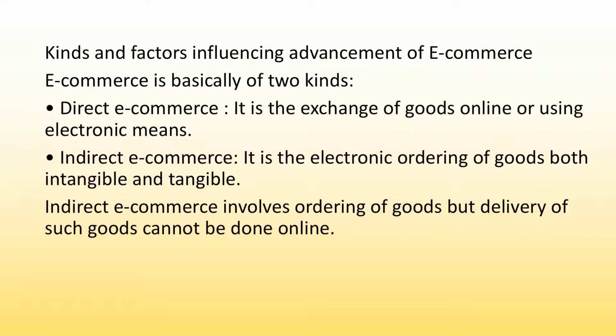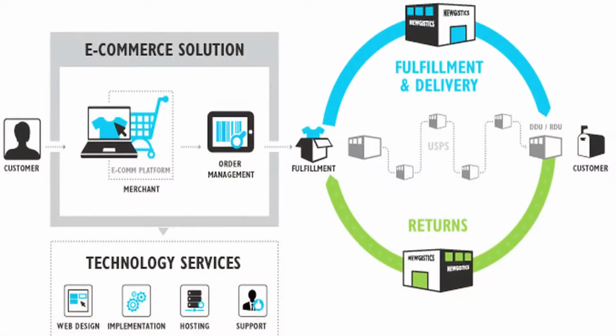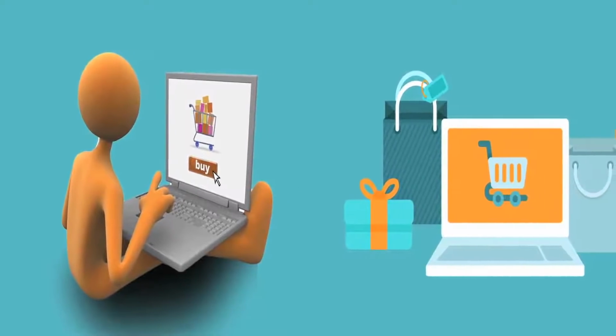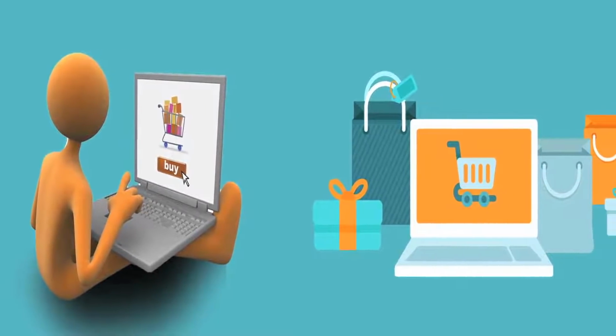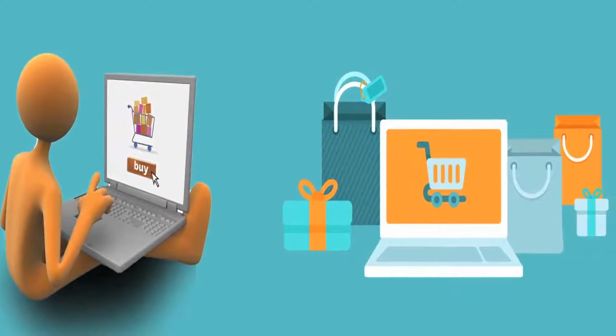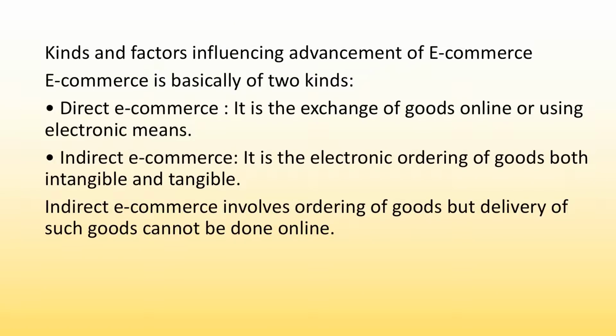Now let us see the kinds and factors influencing advancement of e-commerce. E-commerce is basically of two kinds: direct e-commerce and indirect e-commerce. Direct e-commerce is the exchange of goods online or using electronic means. Indirect e-commerce is the electronic ordering of goods, both intangible and tangible. Indirect e-commerce involves ordering of goods, but delivery of such goods cannot be done online.